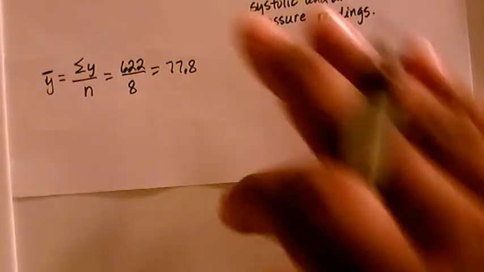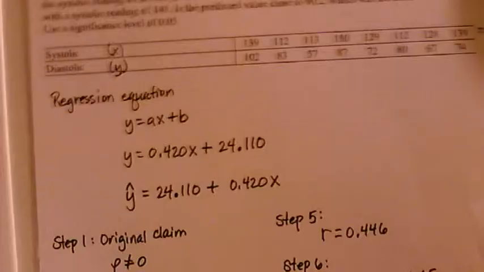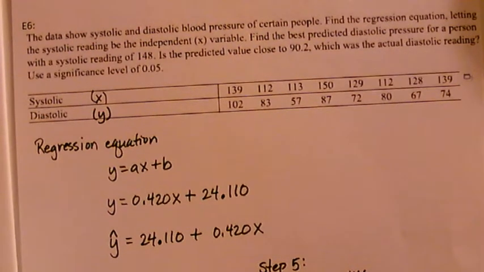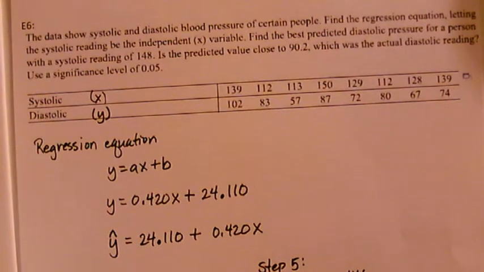Okay? Now, to answer the question, is the predicted value close to 90.2, which was the actual diastolic reading? The answer there is no. It's not close to that actual diastolic reading. It's way off. Okay? So this is how we can use our graphing calculator to even come up with regression equations and also determine the best predicted value by doing a hypothesis testing procedure. So that will conclude this video on regression.